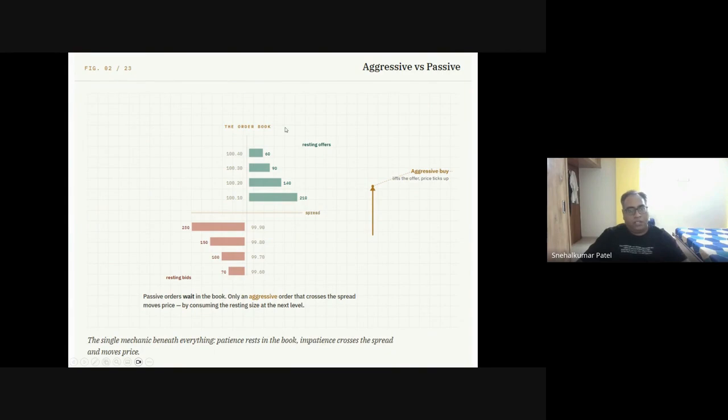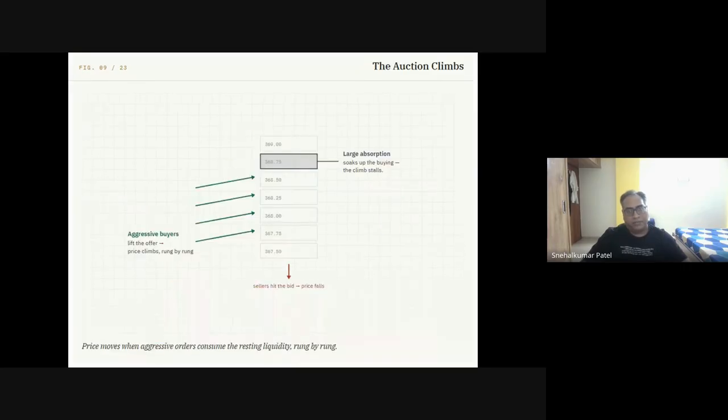So this is what we discussed, how the aggressive buyers and aggressive sellers execute the orders. They basically consume the limit orders and then move the price, whether it's on the upside or downside. It depends on how many buyers and how many sellers are there. So let's say there are buy market orders, and at each price level there are limit orders. When those limit orders get consumed, the price moves up.